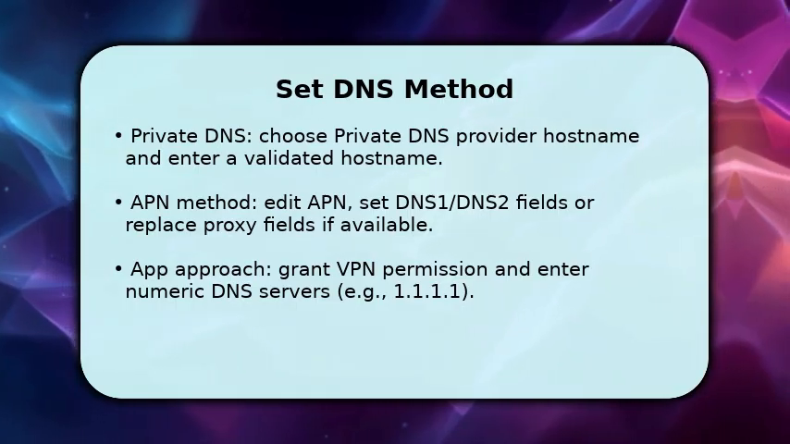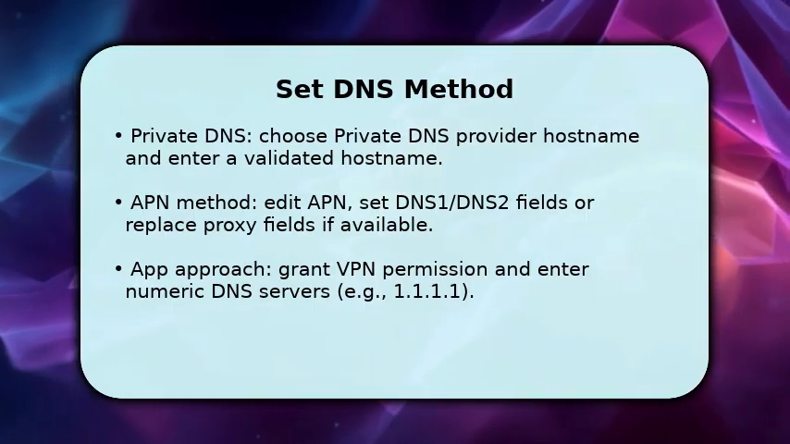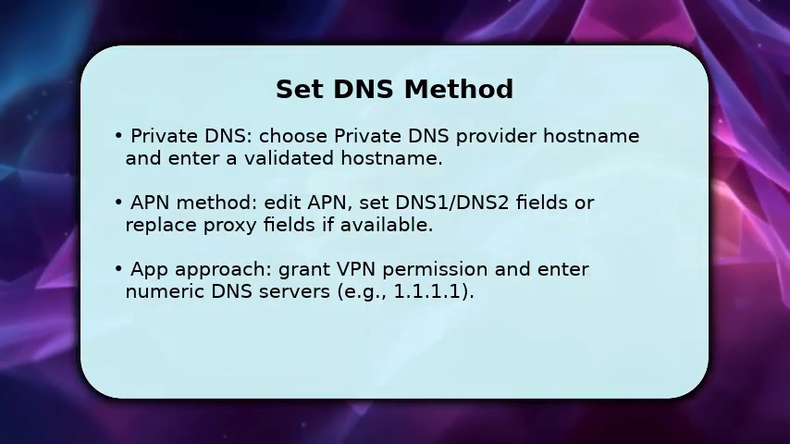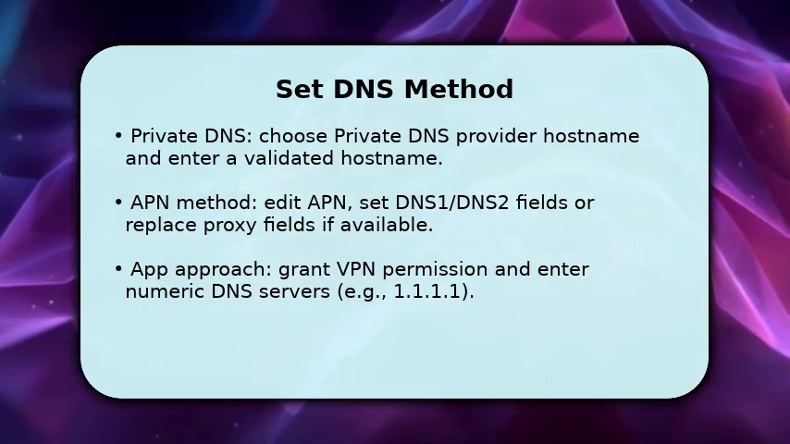For APN editing, open the APN profile, tap Edit, then populate DNS1 and DNS2 if present, or add values in the proxy or server fields where carriers allow. Save and restart the mobile connection.